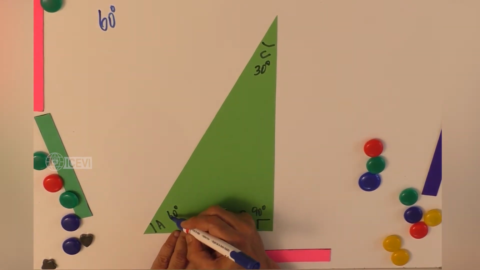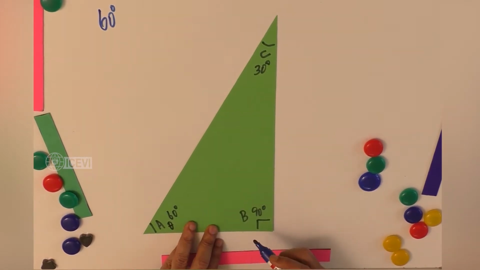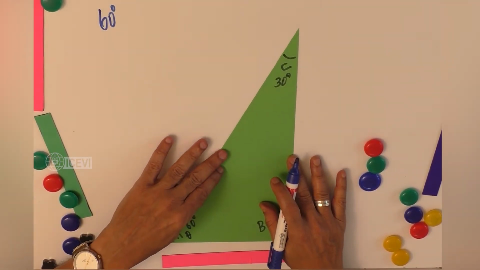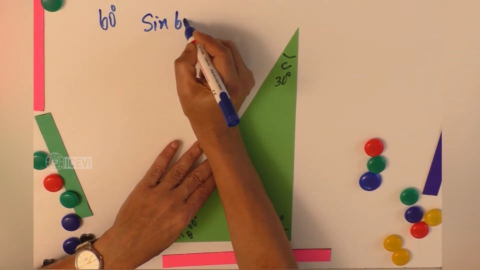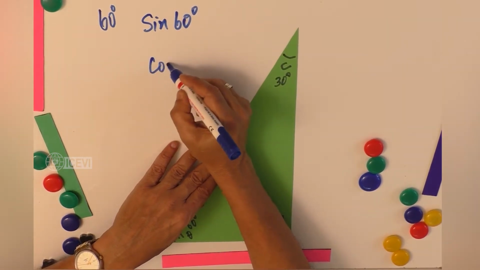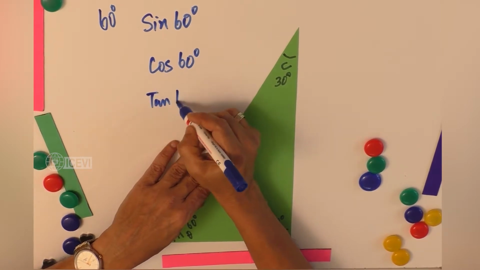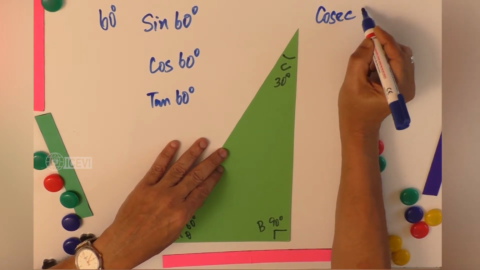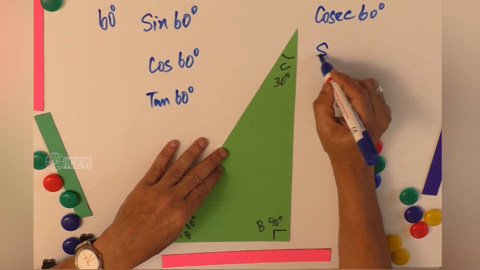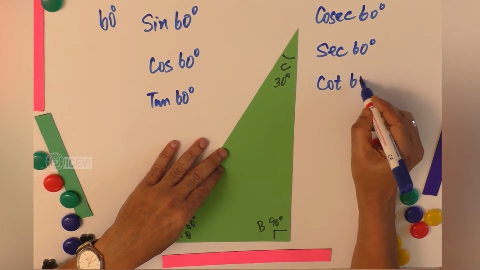Now let us calculate the trigonometric ratios of the angle 60 degrees. So this is the theta. Now we have to find out sine 60 degrees, cos 60 degrees, tan 60 degrees, and cosecant 60 degrees, secant 60 degrees, and cotangent 60 degrees.